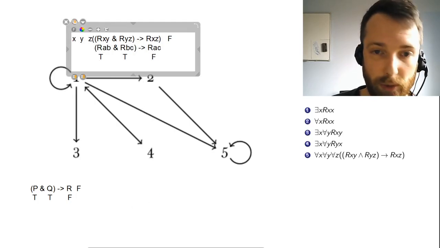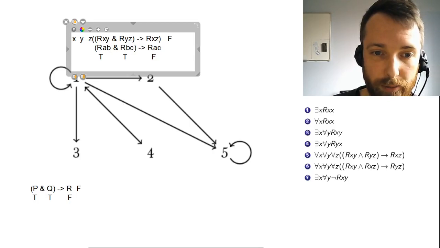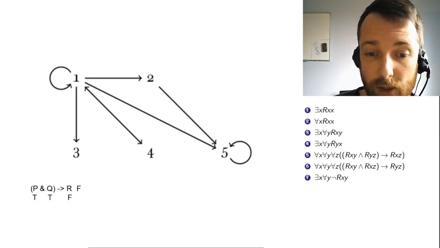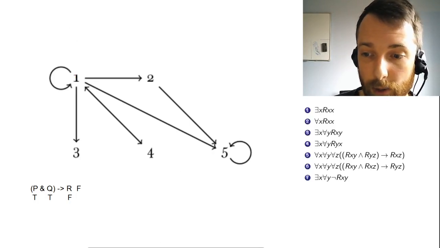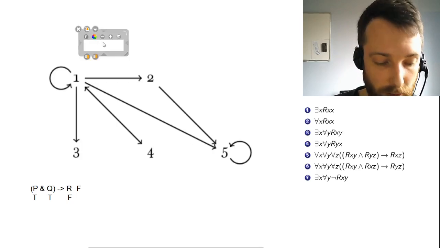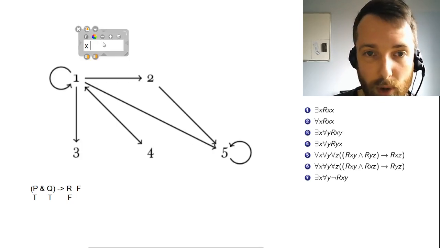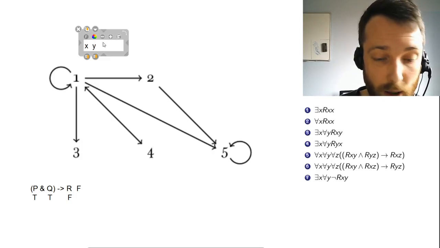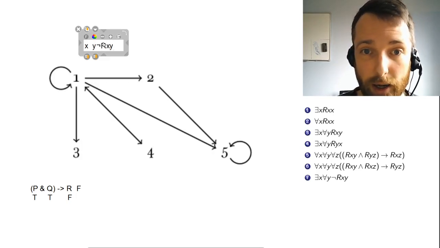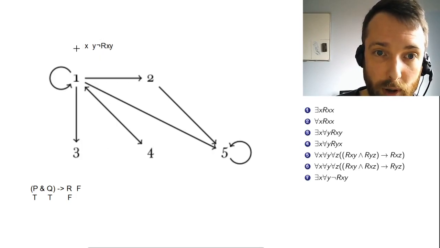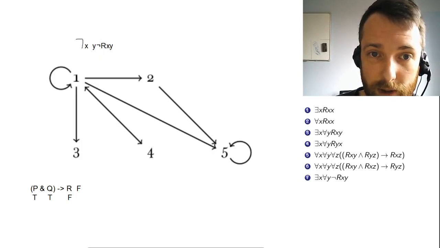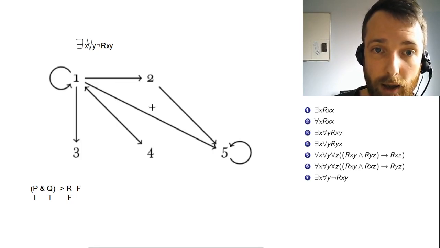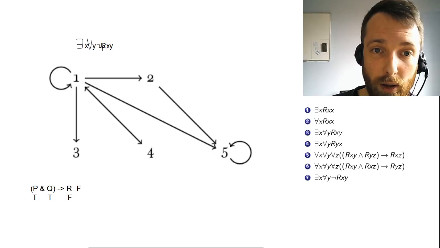Let's go on to sentence 7. Okay, we have a mixture of quantifiers again. So this time our sentence is existential X universal Y not RXY. Let me draw in the quantifiers. There exists an X such that for all Y, X doesn't point at Y.